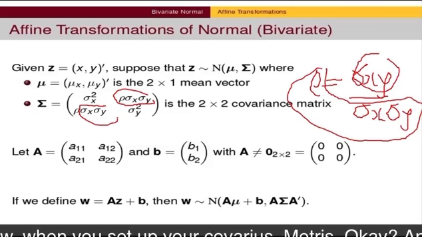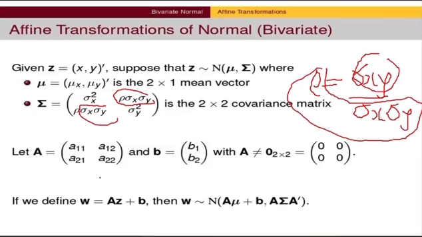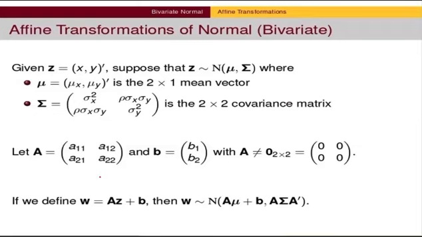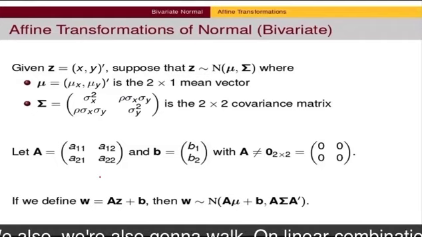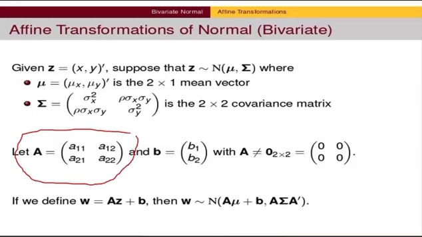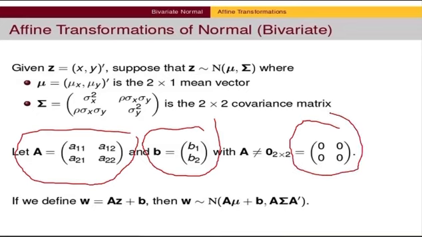Now, when you set up your covariance matrix, I quickly want to move to something else. At times you may be working with a linear combination. I think I talked about that on Monday when you're dealing with univariate. We're also going to work on linear combinations where you are dealing with bivariate. But first of all, let me define my constant matrix. I can have a constant matrix that looks like that, and I can have a constant matrix that has all zeros.